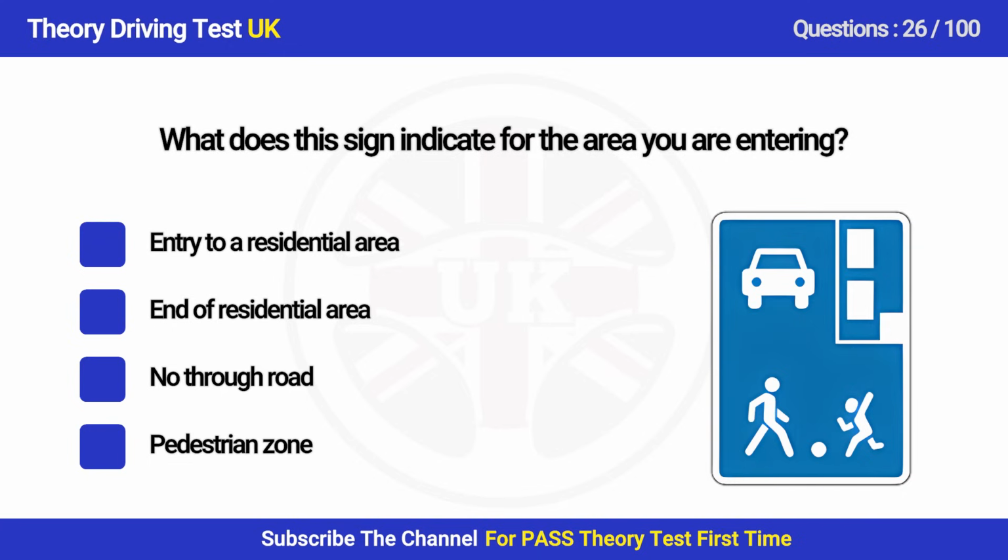Question 26. What does this sign indicate for the area you are entering? A. Entry to a residential area. B. End of residential area. C. No through road. D. Pedestrian zone.